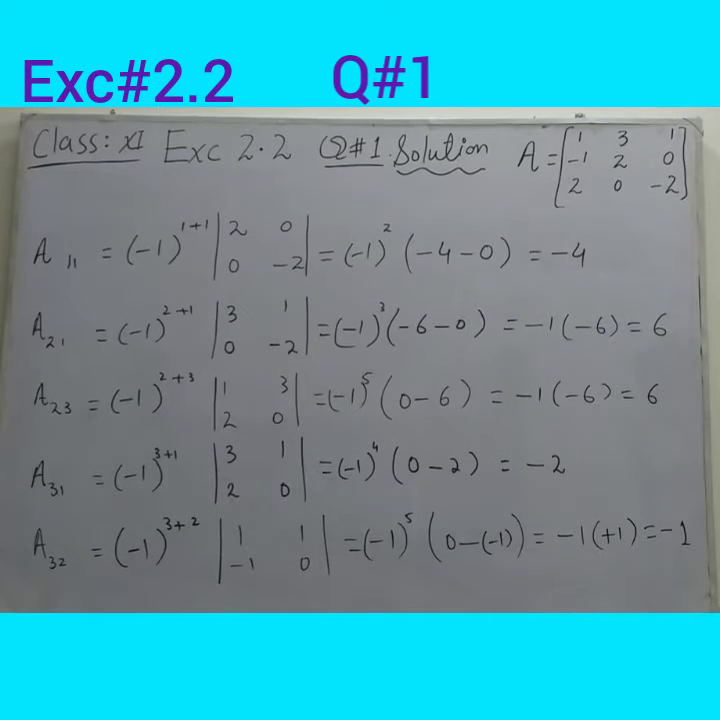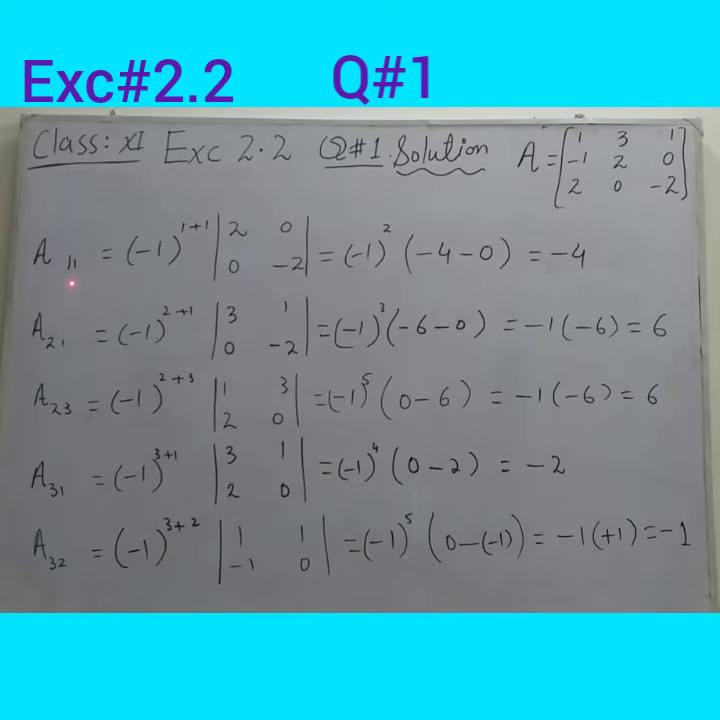Here we need the cofactors capital A11, A21, A23, A31, A32 and A33. First of all, we have to find these different cofactors. Then find the determinant of A. Let us start from the first cofactor A11.